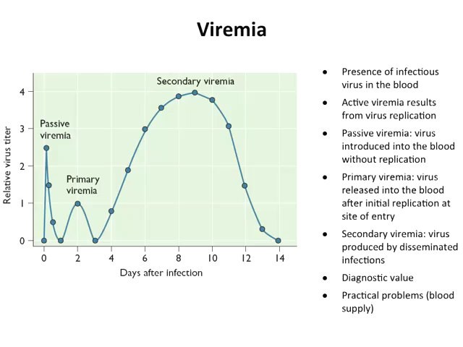Measles virus, for example, does this, and many other viruses as well. So primary is the virus released into the blood after the initial replication at the site of entry. The secondary is produced by disseminated infections. We diagnose many virus infections by the presence of virus in the blood. We don't usually measure virus anymore. We either do antigen tests or PCR-type assays, but we're looking for virus in the blood.